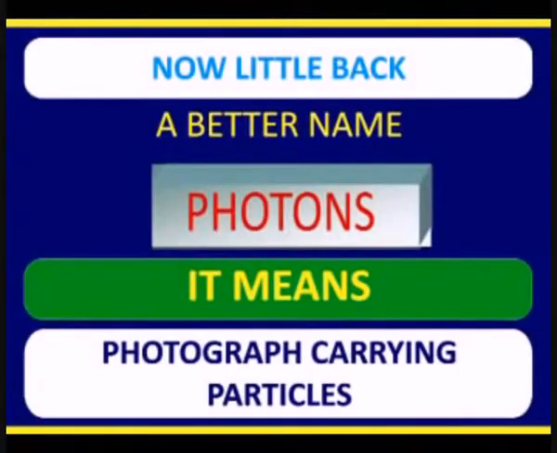So we have understood that light is energy and therefore energy is particle. This particle of light will be called photons. The question is, who gave the name photon and why is the name photon a very good one? See, we are going a little back. A better name, photon, has been given to the particles of light, which means photograph-carrying particles. It's a great amusement to understand that the particles of light have been named photons, meaning photograph-carrying particles.